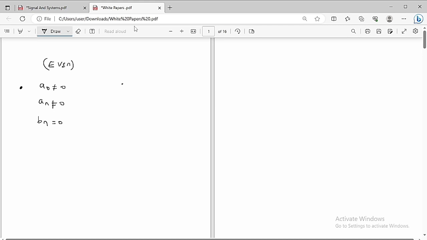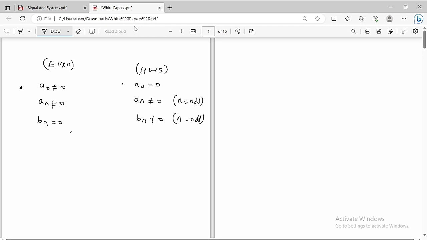And for the half-wave symmetry, what are the conditions? I have already told you. Just now we have discussed, A0 is equal to 0 always, and An is not equal to 0 for n is equal to odd. And Bn is not equal to 0 for n is equal to odd.